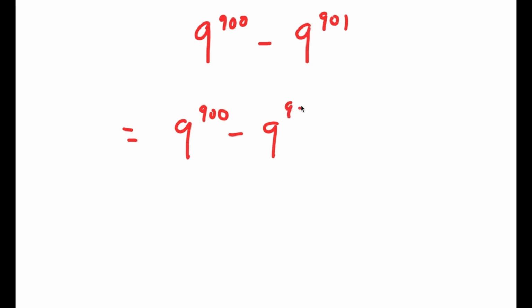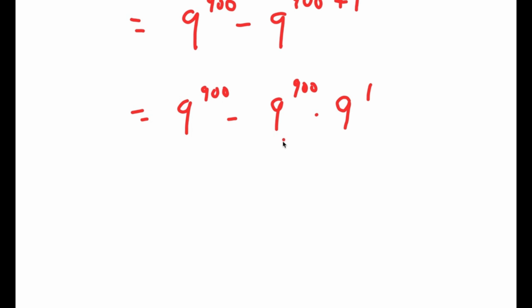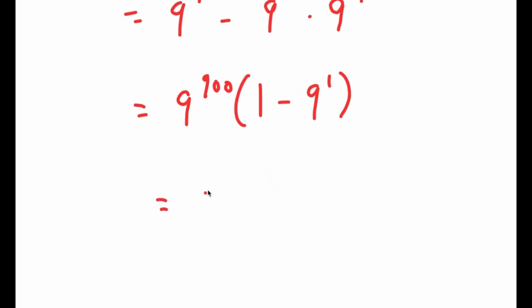Alright, so in this video, I'm solving the problem 9 to the power of 900 minus 9 to the power of 901. So to solve this, I'm going to first rewrite this as 9 to the power of 900 minus 9 to the power of 900 plus 1, which turns into 9 to the power of 900 minus 9 to the power of 900 times 9 to the power of 1 using properties of exponents. And now I'm going to factor out 9 to the power of 900, so I get 9 to the power of 900 times 1 minus 9 to the power of 1, which is equal to 9 to the power of 900 times negative 8.